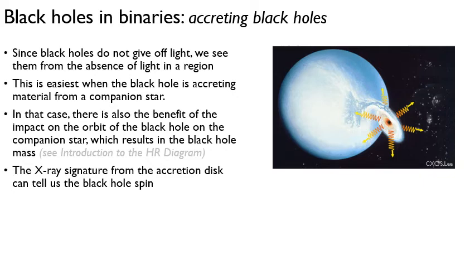You also get X-ray emission from accretion onto the black hole, and so X-rays are emitted from the accretion disk, and the reason that you can see that is that it's emitted outside the Schwarzschild radius, so light can still escape, and that's one way that we see black holes.